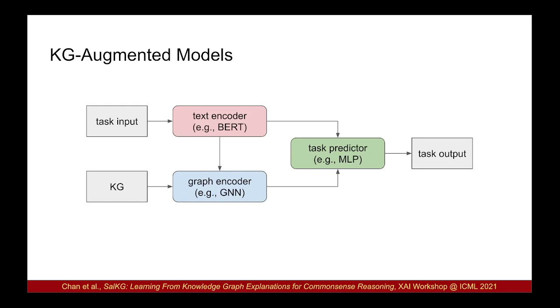Now let's talk more about the structure of KG augmented models. Generally, KG augmented models consist of a text encoder, graph encoder, and task predictor. The model's workflow is as follows. First, the task input is fed into the text encoder in order to obtain the text embedding. For Commonsense QA, the task input would be the question and one of the answer choices. Typically, the text encoder is a transformer-based language model, such as BERT.